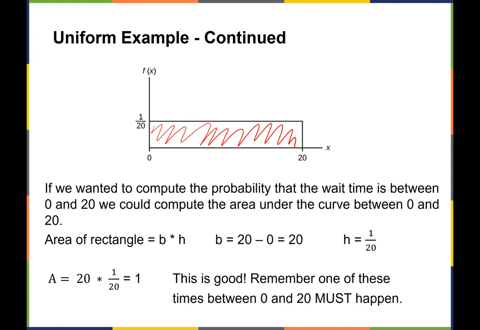It's base times height. The base of the rectangle is going to be this length, which we know is 20. We calculate that it's 20 minus 0, so 20. The height is 1/20th. And if we multiply 20 by 1/20th, we get 1. And this is a really good thing because just like in discrete distributions where all the probabilities had to add up to 1, in continuous distributions, the area of the entire possible values better add up to 1 as well. So my entire area over the x values better add up to 1 because one of these things has to happen. The bus has to arrive between 0 and 20 minutes somewhere.